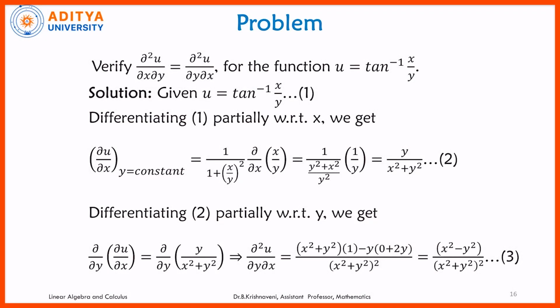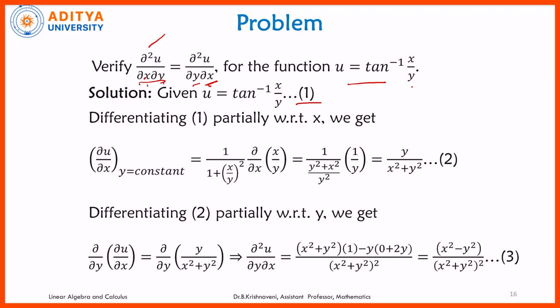Now the next question is about the verification of dou square u by dou x dou y is equal to dou square u by dou y dou x for the function u is equal to tan inverse of x by y. Here there are two aspects you can observe. The first one is doing the partial derivative first with respect to y then x. The second one is doing the partial derivative first with respect to x then y, and we need to show that both are the same. Now let us consider the given function u is equal to tan inverse x by y.